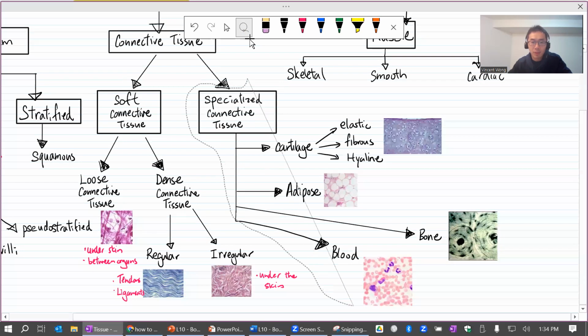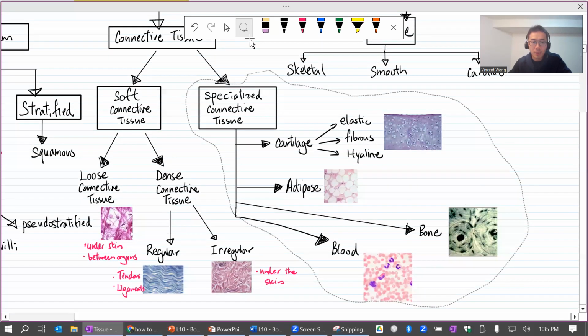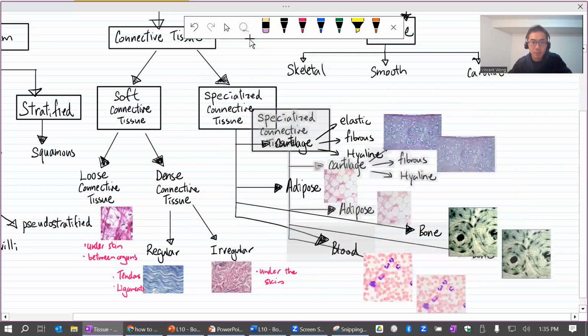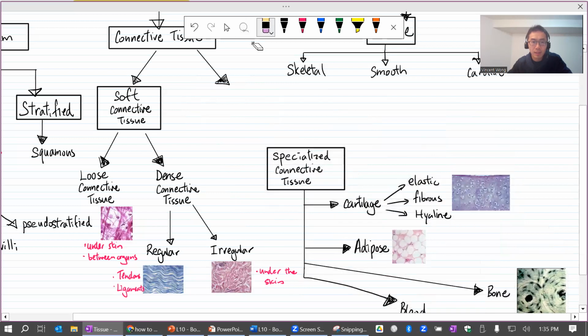You probably have to redraw this yourself later on. I'm totally running out of space here. Let me move this guy further down. Sorry, I didn't really plan this nicely.